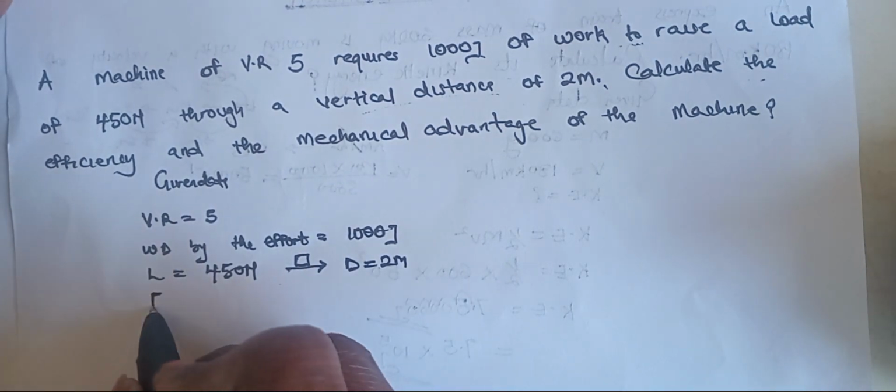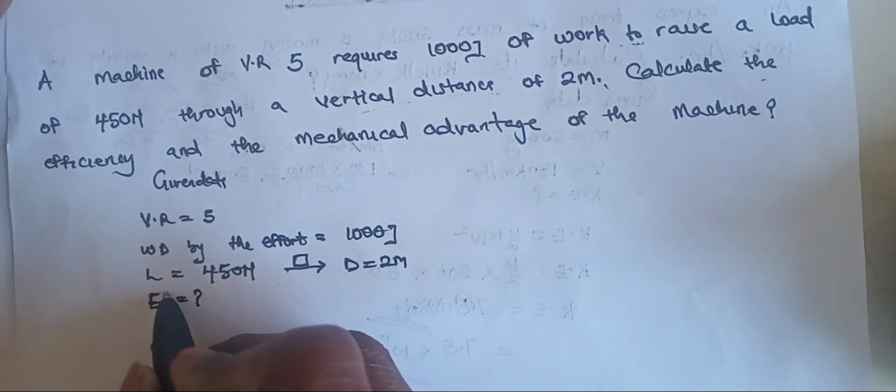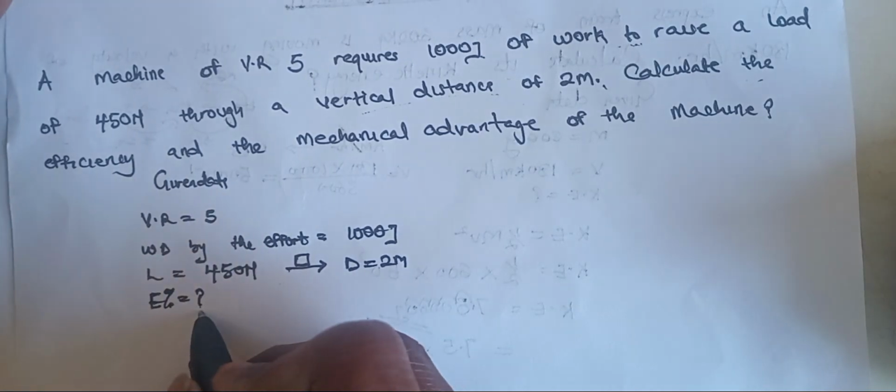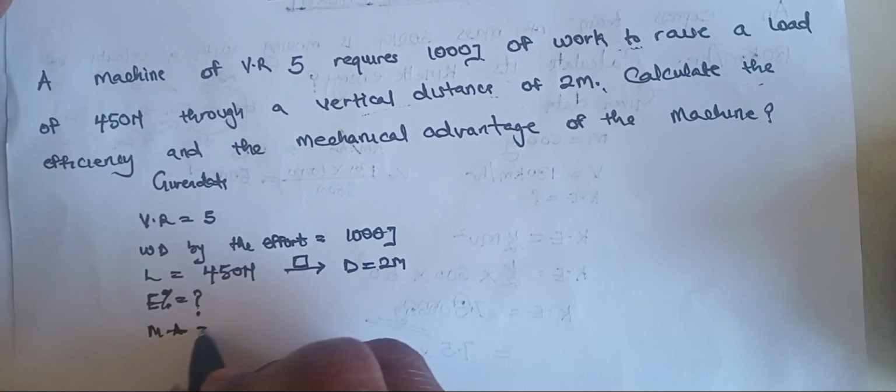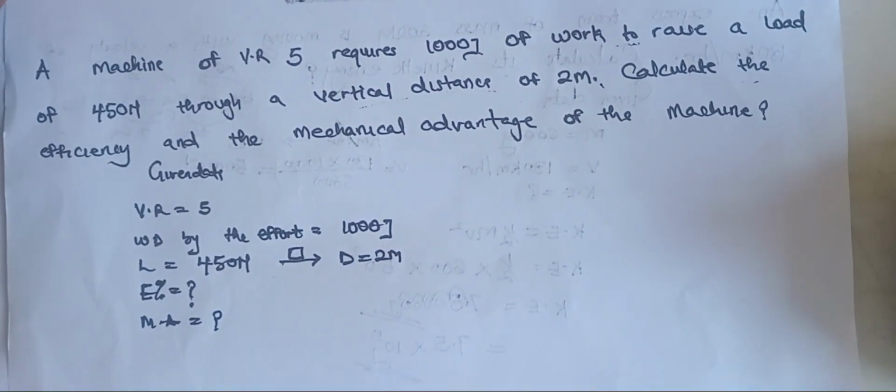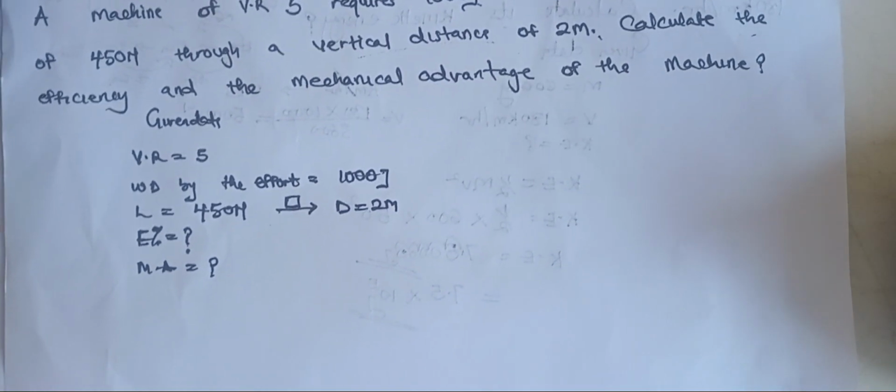So they say we should calculate the efficiency in percentage, the efficiency of the machine, and we are also finding the mechanical advantage of the machine. So these are the parameters that we are given.